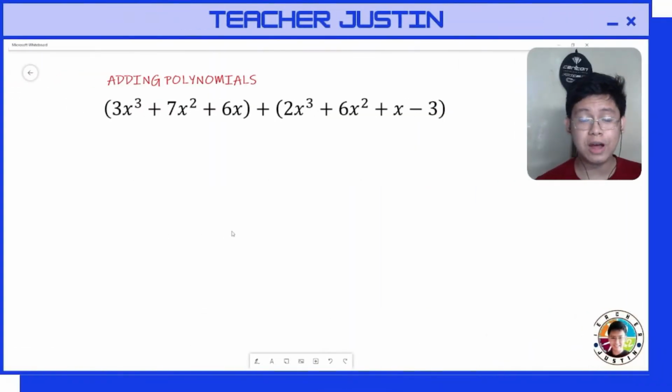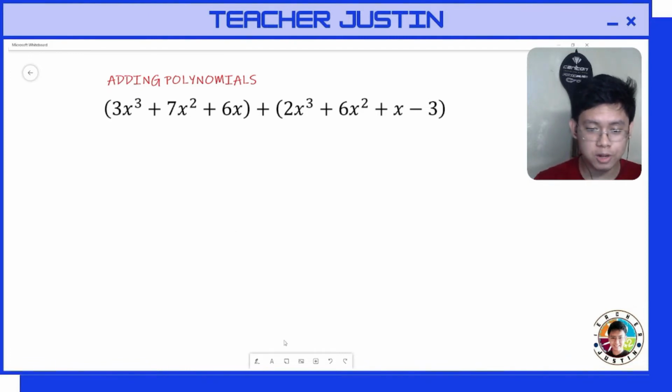On today's topic, we're going to talk about adding polynomials. Let's proceed to our video tutorial on adding polynomials. Okay, let's proceed to our next example. For example, we're going to add these two polynomials. In order for us to add polynomials, we're going to combine like terms.